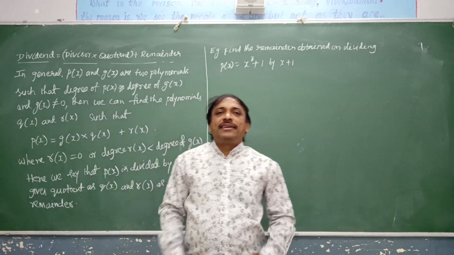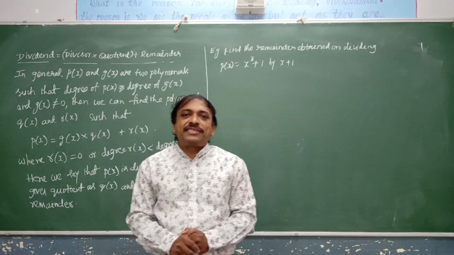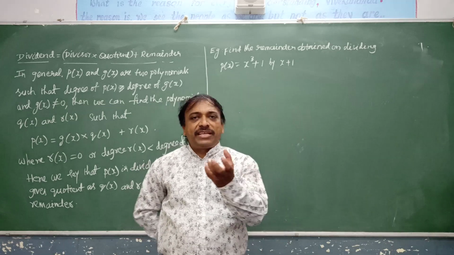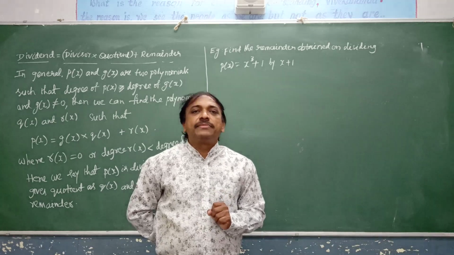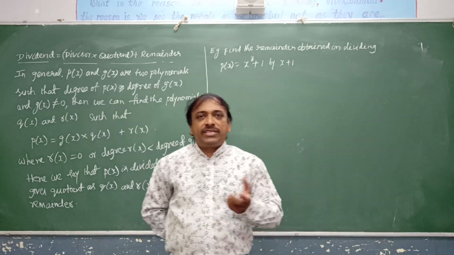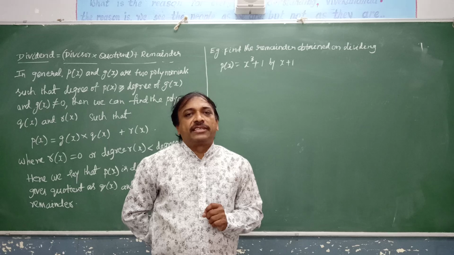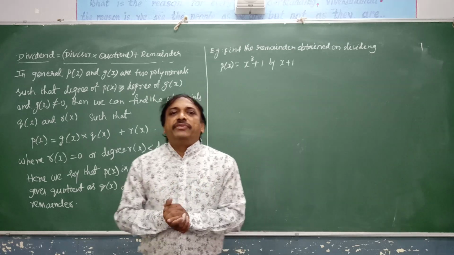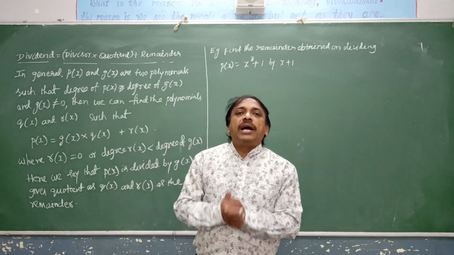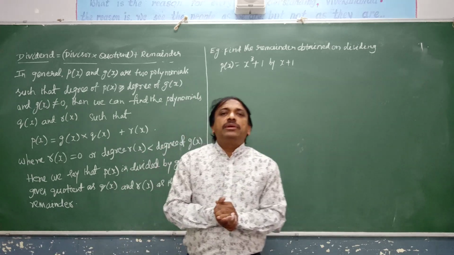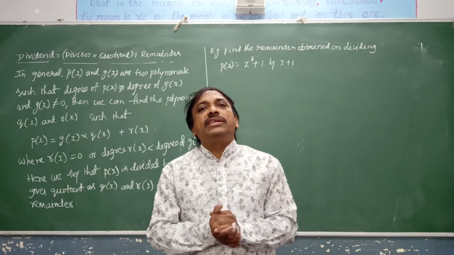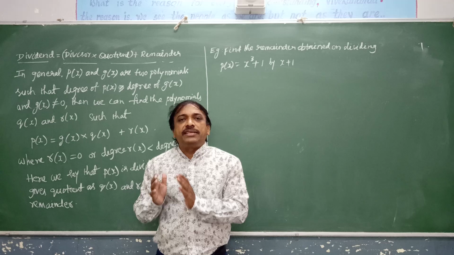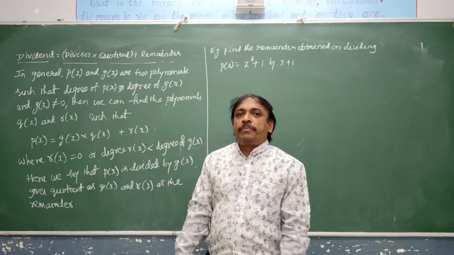Hi students, I hope you understood what we discussed in the previous session about the division of numerical terms and algebraic terms. In that we came across the division rule, and we verified it. What is the division rule? Dividend is equal to divisor into quotient plus remainder.